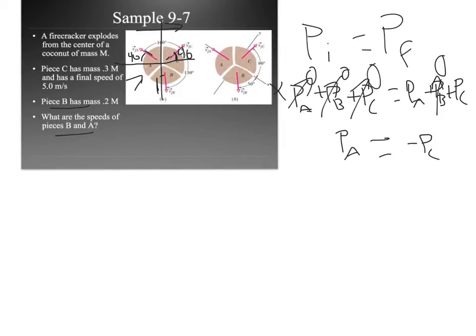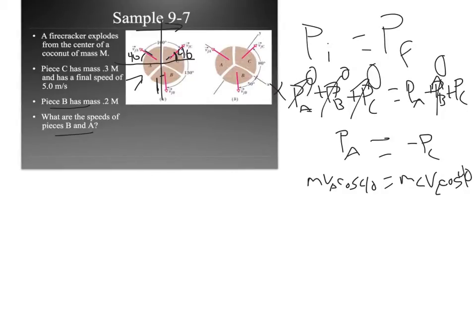Well, now we've got to bring in these angles. So momentum is mv, so this will be m times VA times cosine of 40, since we want that x component. That will be equal to m of C times v of C times cos 40.